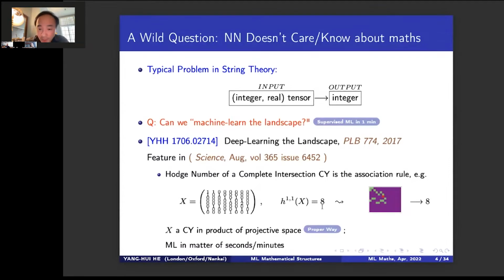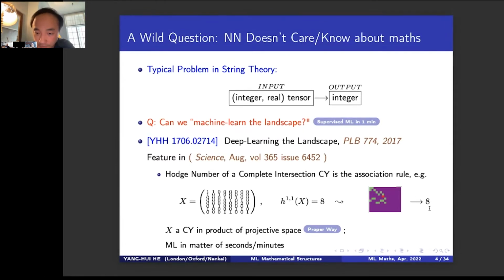So the question is then, you can represent such an input simply as an image. It doesn't matter, right? Some neural network has no idea what it's doing. All it's doing is this association rule. This picture, which represents this variety, should be associated with the number 8 for its Hodge number. And so then we have exactly the kind of problem that is perfect for supervised machine learning.